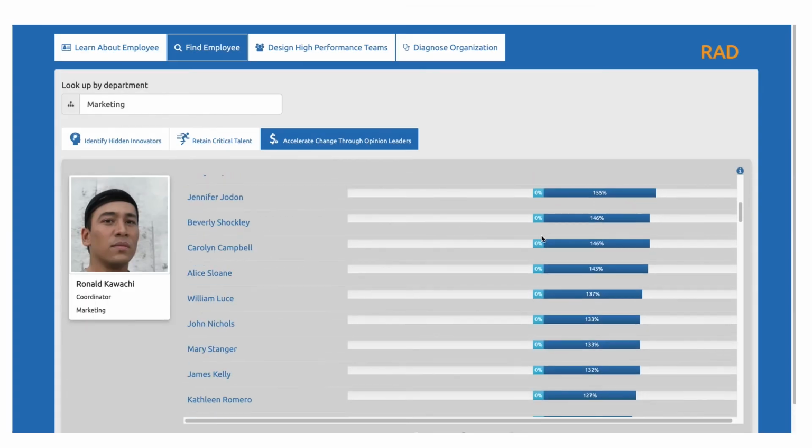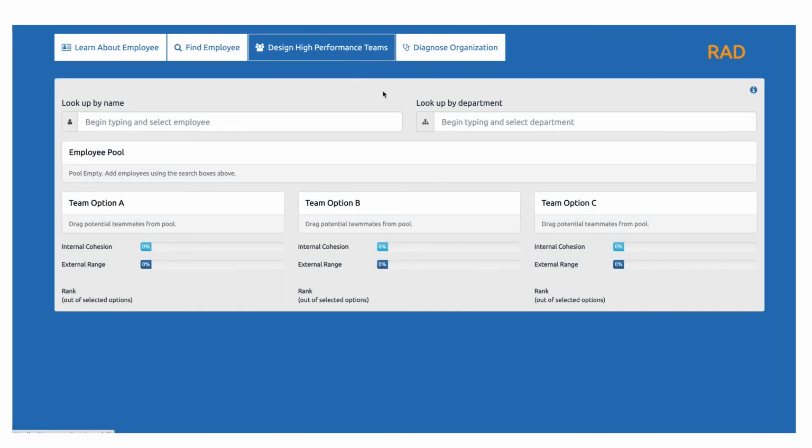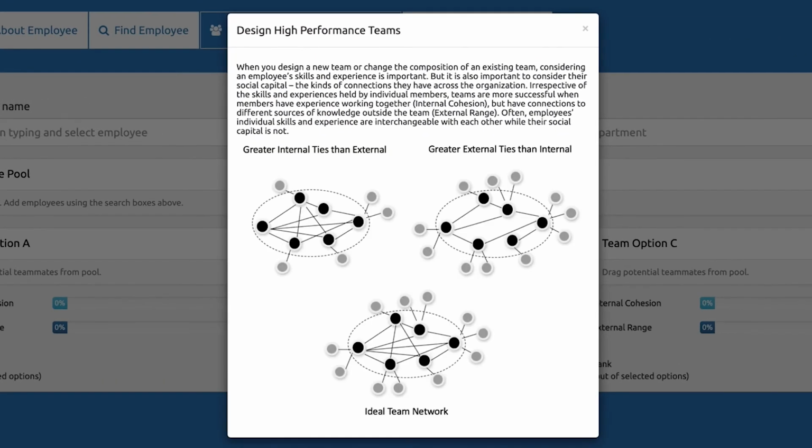Next, we look at how RAD helps us put together high-performance teams. So far, we have used RAD to learn more about individuals. Next, we learn how we can use RAD to assemble high-performing teams. Click on Design High-Performance Teams. You will be able to see the following dashboard. Let us see what one should do to design high-performance teams by clicking on the tooltip.